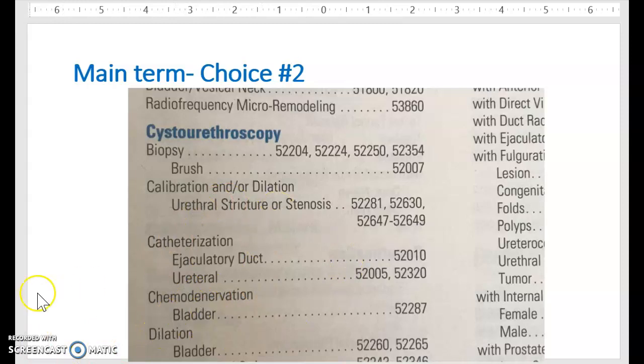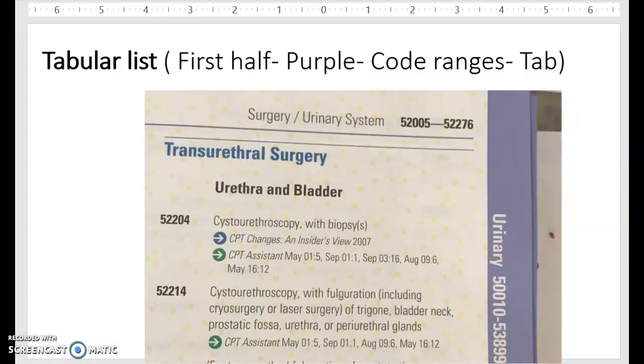So now I'm going to go to my tabular list, or the first half of the book, where I am going to follow the sections on top of the page. You see how I'm at the top right corner of the page, and I'm looking for the code ranges, and I see 52005. This is exactly where I have to be to find the rest of the codes I had found in the index. I'm also looking at the color of the paper because it says urinary system. So if I remember the purple color pages, I will say, oh yeah, urinary system are the purple color pages, and I can also tab it. Remember, the tabbing is so important. If you are going for a certification exam, it will save you a lot of time.